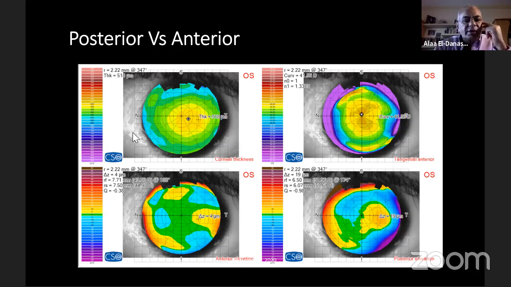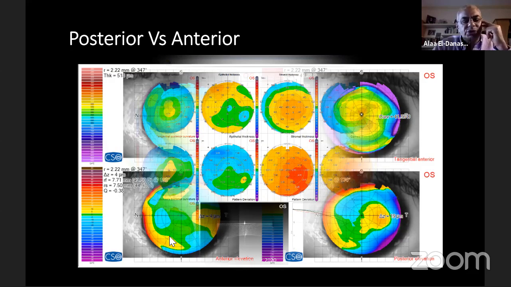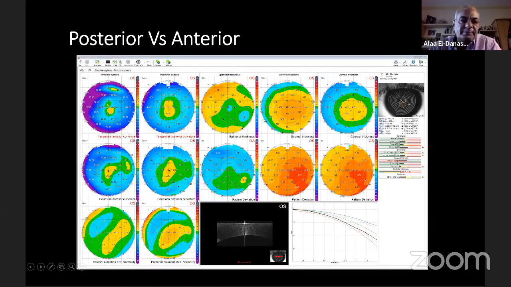Another case where the anterior surface does not show much change, while the posterior surface shows a clear keratoconus. So the question is not whether the anterior surface is more important or the posterior surface is more important. The answer is it's both of them. It's not posterior or anterior, it's posterior and anterior.